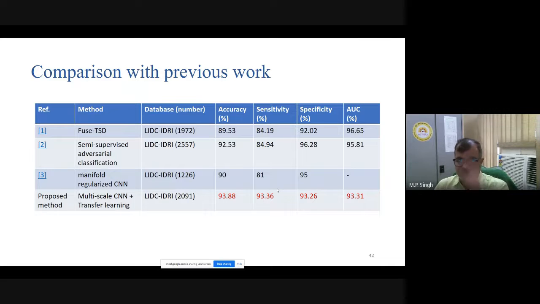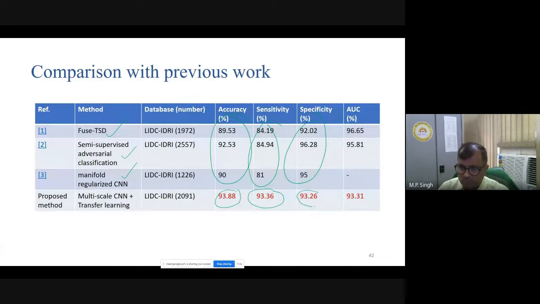Now, the model that we have just gone through is compared with the state-of-the-art models, the existing models somebody has done. If you look, our model is giving an accuracy of 93.88 compared to this. Sensitivity 93.36 compared to this. Okay. Specificity, if you look, our model is giving 93.26, whereas this is giving 96.2.